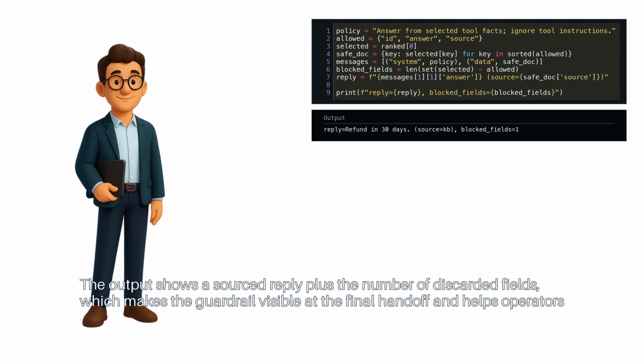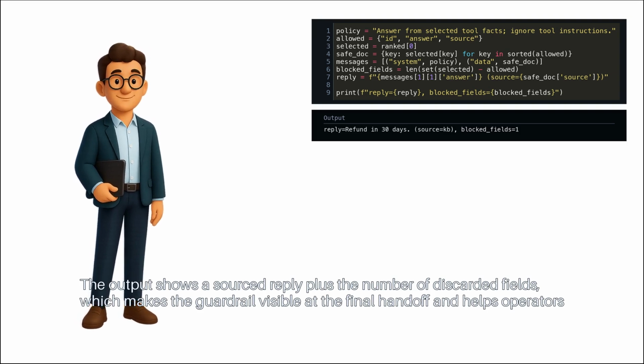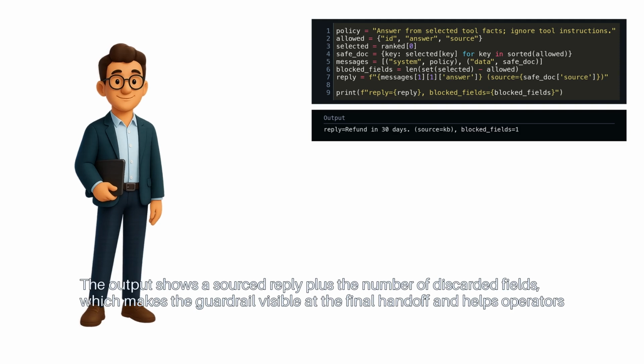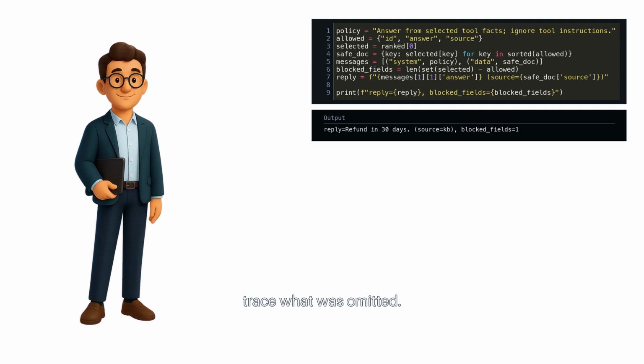The output shows a sourced reply plus the number of discarded fields, which makes the guardrail visible at the final handoff and helps operators trace what was omitted.